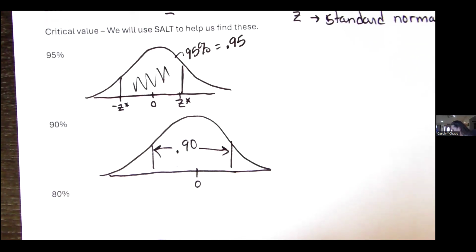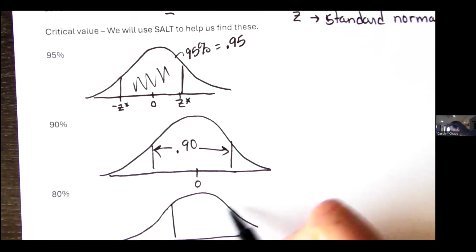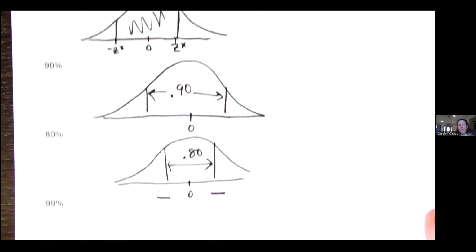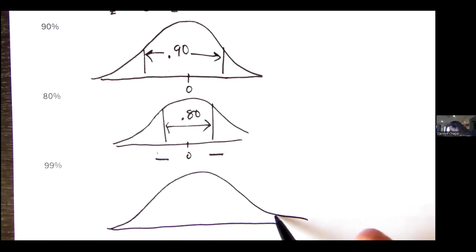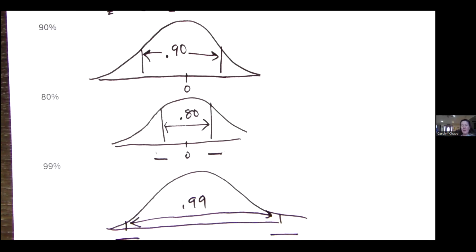Here, I'm going to have 80%, so a little bit less, and I should have been shrinking these a little bit. 0.8 in here, so we're going to be looking for this value and this value. They will be centered around 0, and then 99, that's quite large. So we want 99% here, so 0.99. We're going to be looking for that value and this value.